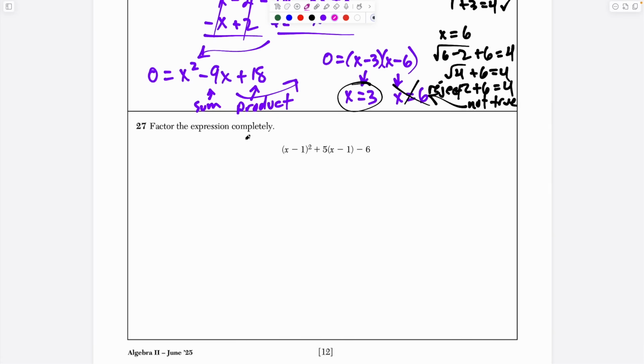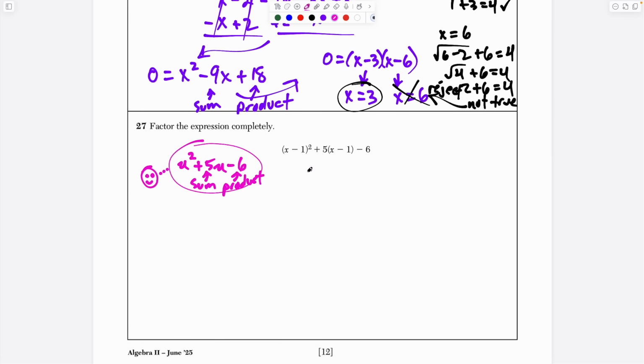Question 27, factor the expression completely. And we have x minus 1 squared plus 5 times x minus 1 minus 6. Now, for this one, what you could do is you could make a substitution. If your factoring is super high level, you then could probably just factor this as is. But for these kind of questions, I always recommend writing this in a nicer form. What I mean by that is it would be nicer if this said something like u squared plus 5u minus 6, because then we could say, all right, two numbers that have a sum of 5 and a product of negative 6.